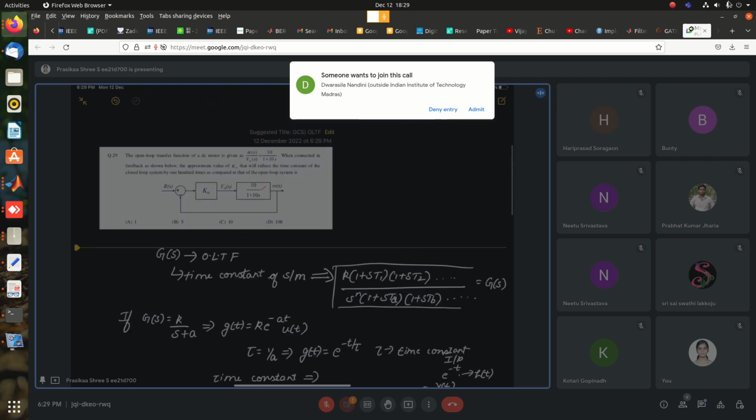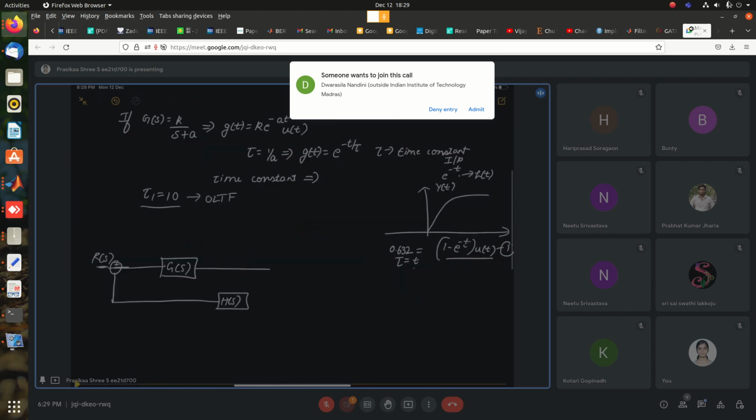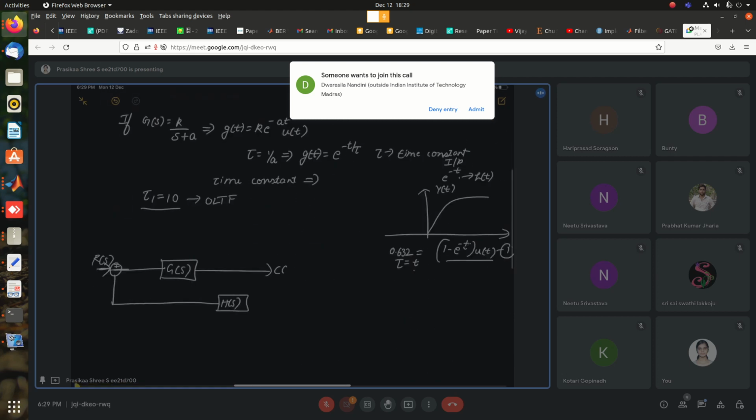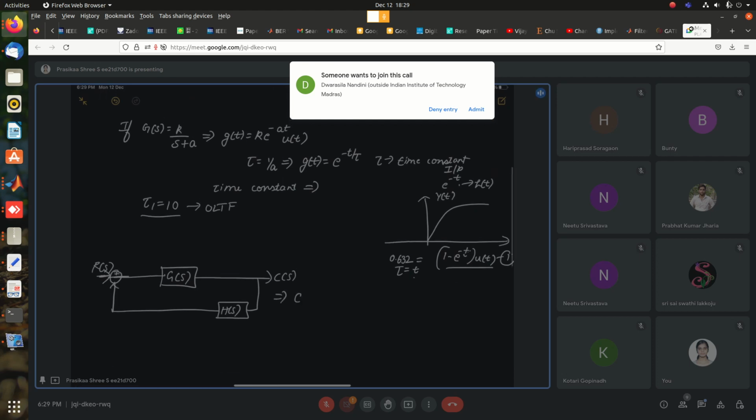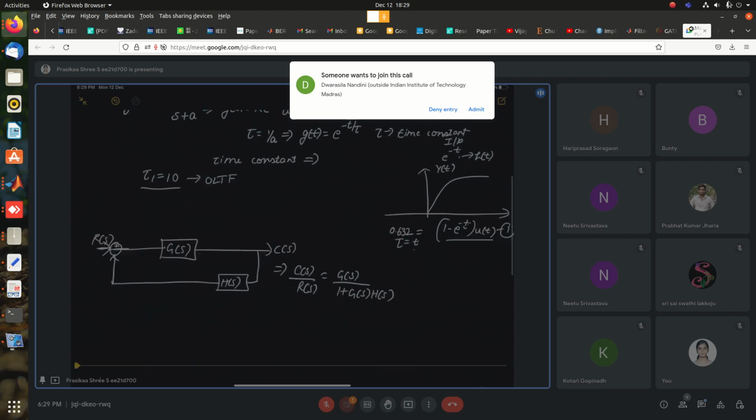You have an input plus, C of S. So when you have this kind of negative feedback system, the transfer function you are getting is G of S divided by 1 plus G of S into H of S. Right. So this is the transfer function.